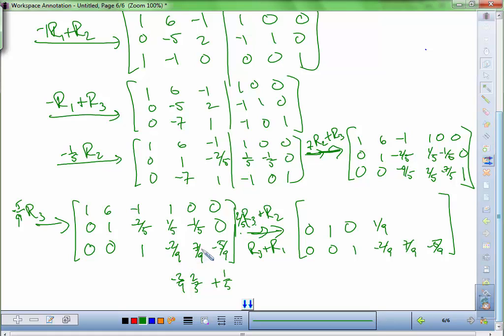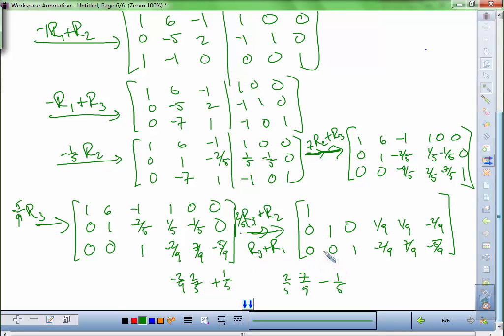Yeah. 2/5 and 7/9 minus 1/5. Again, that's 9, so it's 14 minus 9 is 5. 5 over 45, that's also 1/9. And then 2/5 times negative 5/9 is negative 2/9. All right.